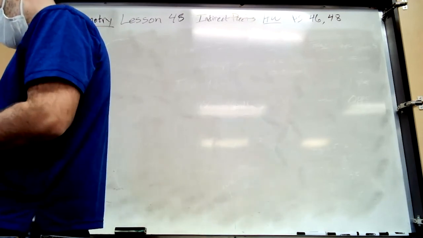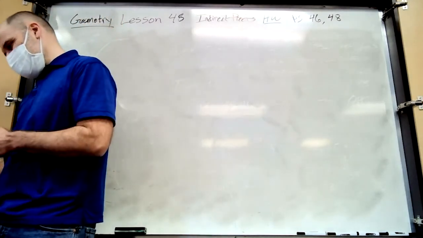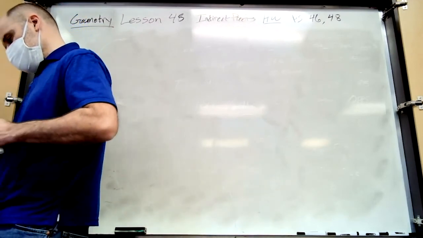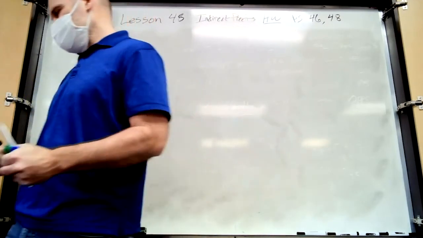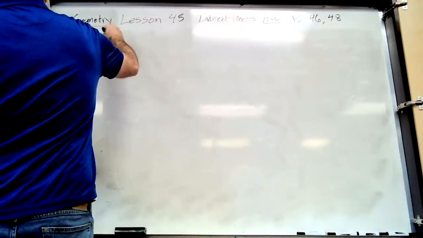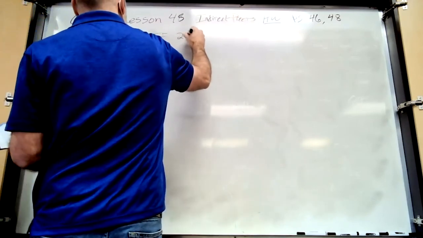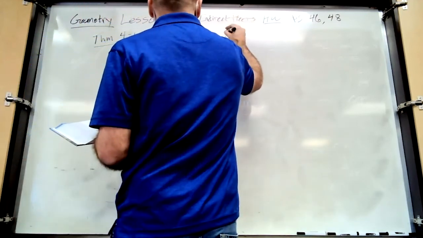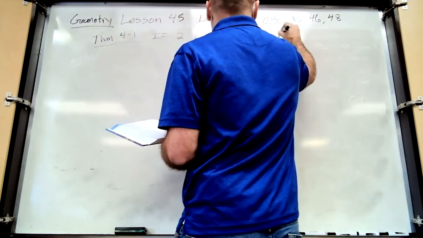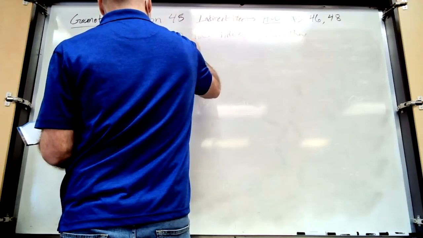Here's what theorem 4.1 says. If two lines intersect, then they intersect at exactly 1 point. Okay? So let's write that down. Two lines, theorem 4.1. If two lines intersect, so if they're not parallel, then they intersect at exactly 1 point.